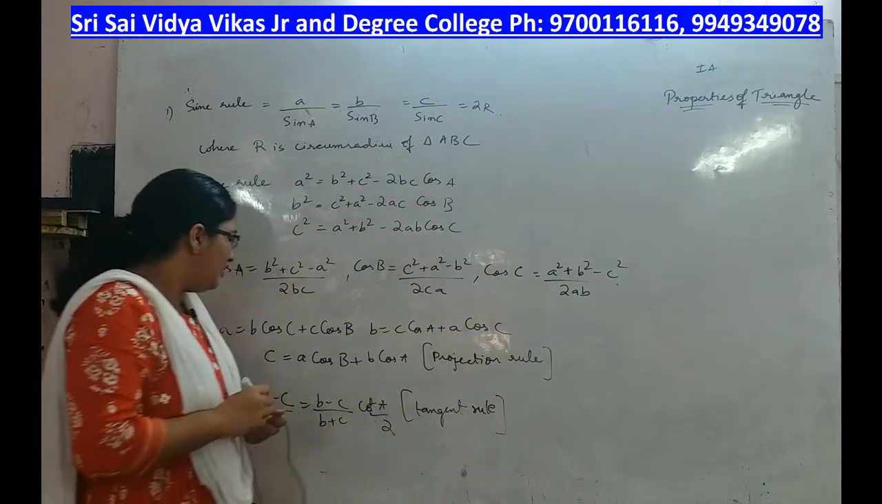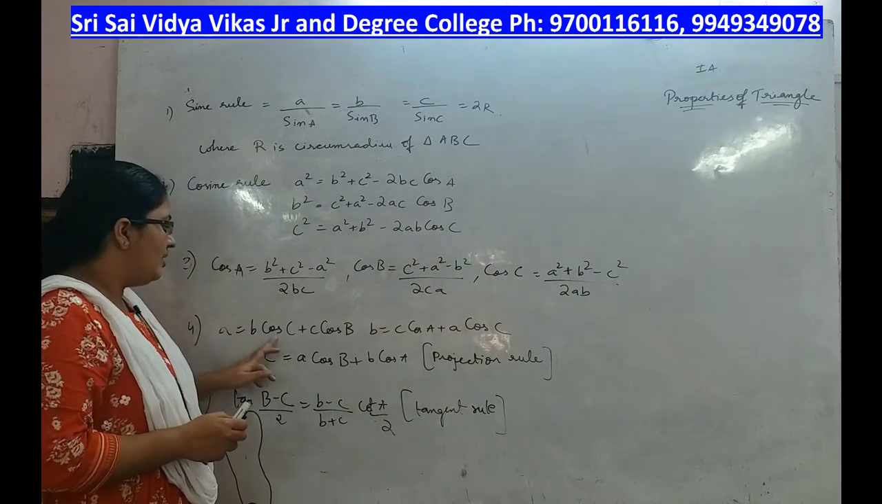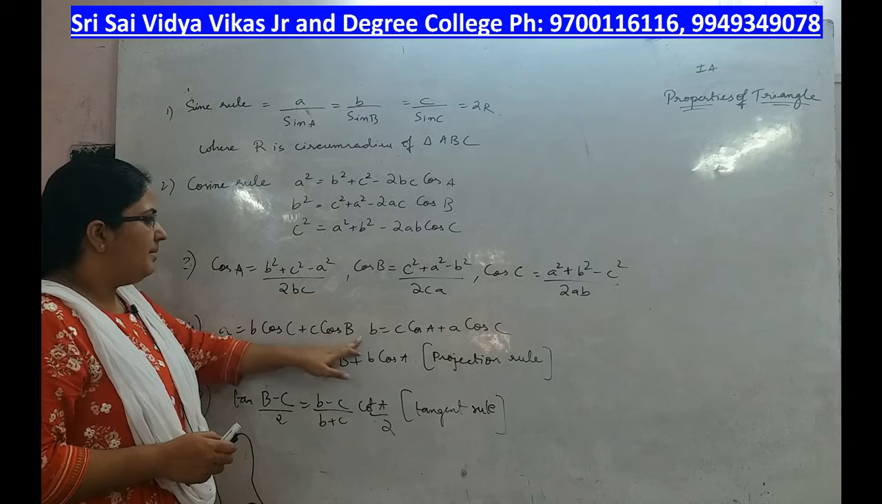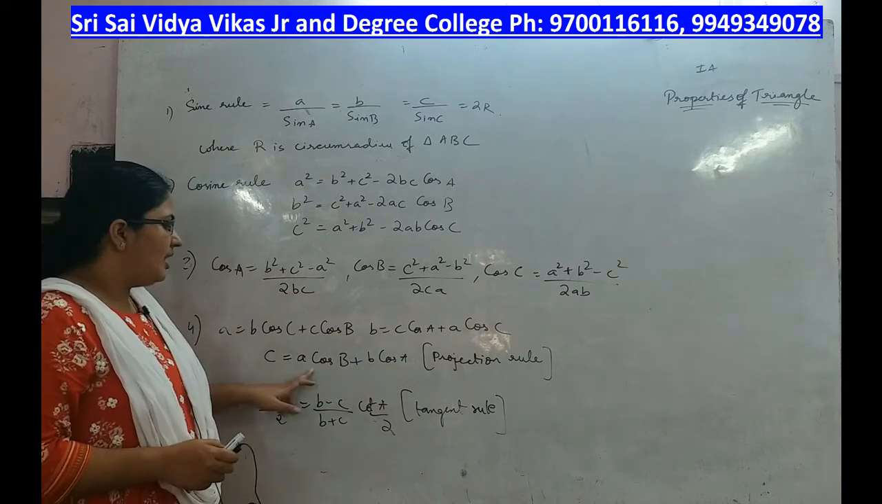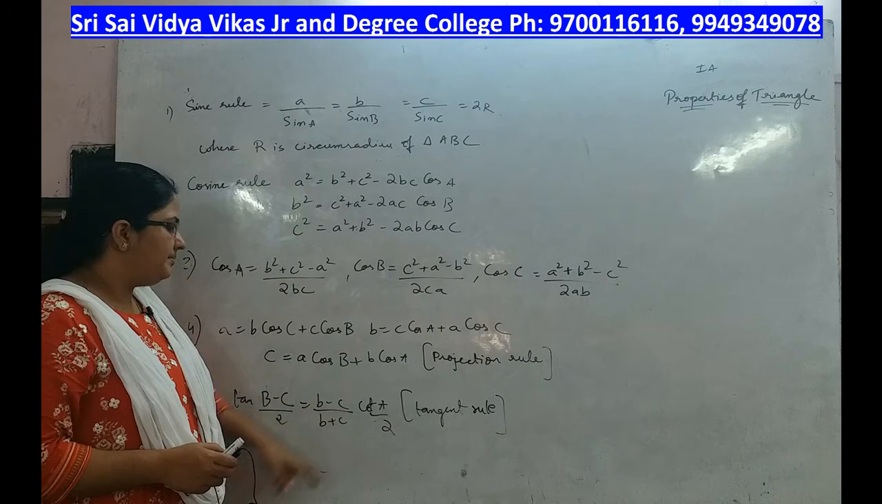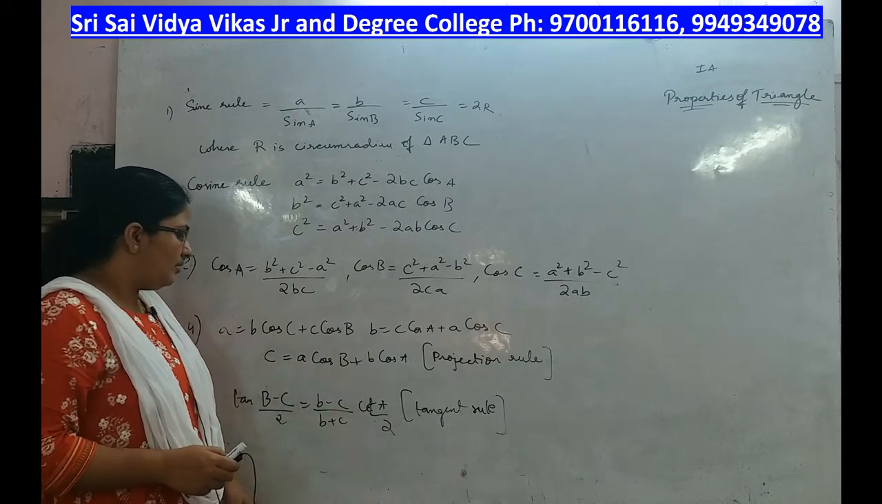Next you have projection rule. a is equal to b cos C plus c cos B. b is equal to c cos A plus a cos C. c is equal to a cos B plus b cos A. This is called projection rule.